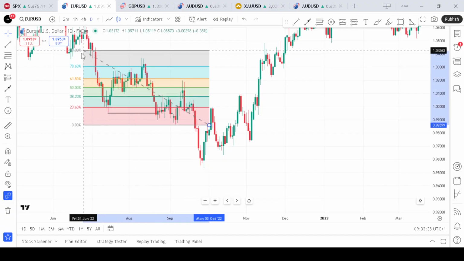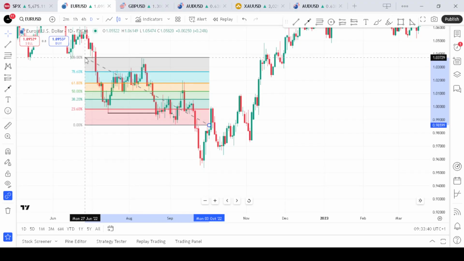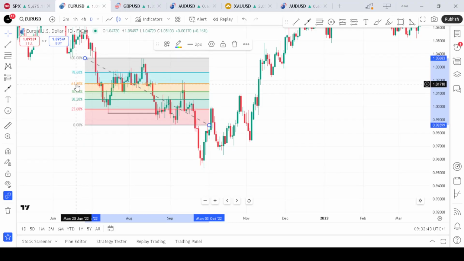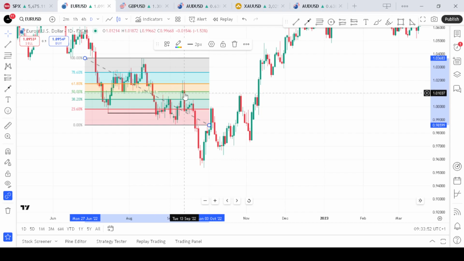I will extend this two out so that it will be more visible. When price got to this 61.8 level, we can see the reaction from the price at this level. First of all, there was a pause. You can see that the market was weakening, was pausing at this area.